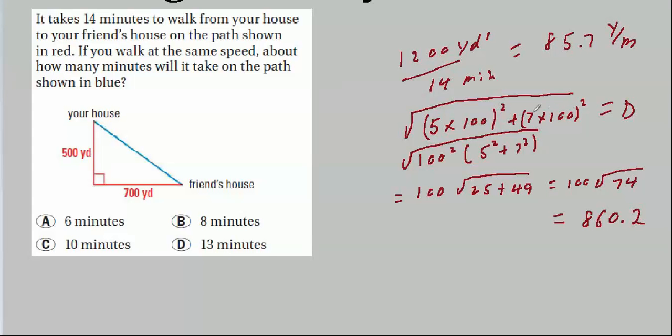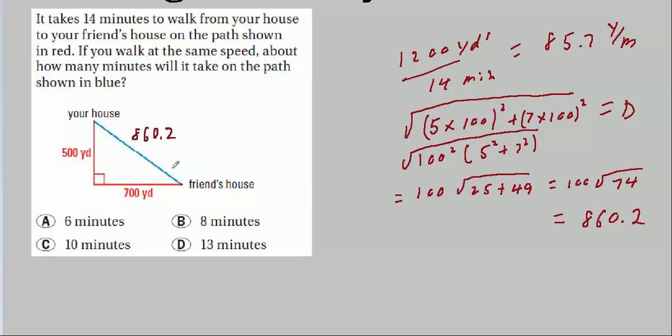If we got the same coefficient on each side, it's 100 squared times 5 squared plus 7 squared. This multiplication, so this is just 5 squared times 100 squared, 7 squared times 100 squared. We use our distributive property and write it this way. So we can just pull the 100 out now. The square root of 25 plus 49, which is 74. That whole thing turns out to be 860.2. Okay, that gives us this part right here.